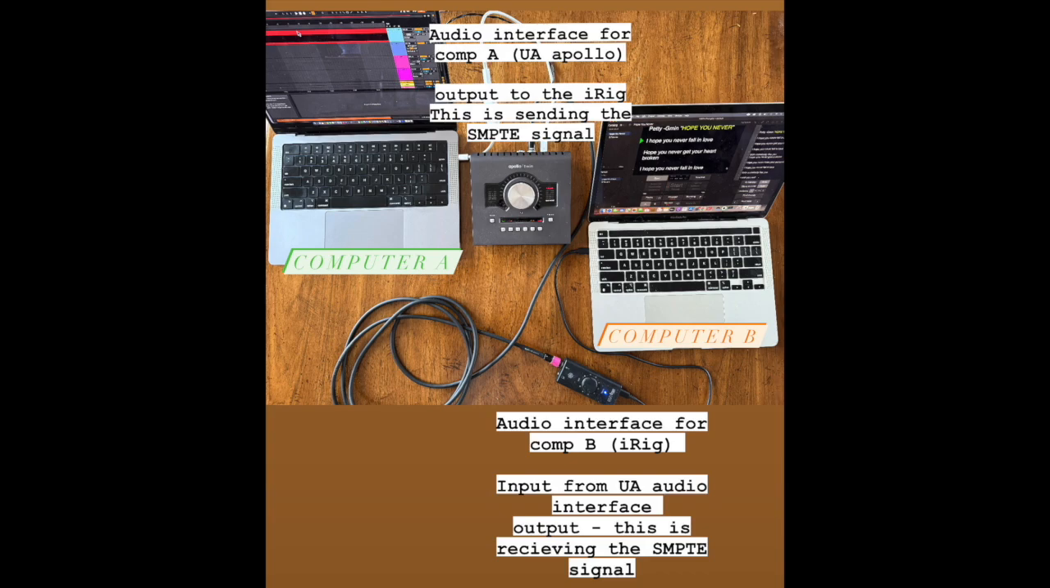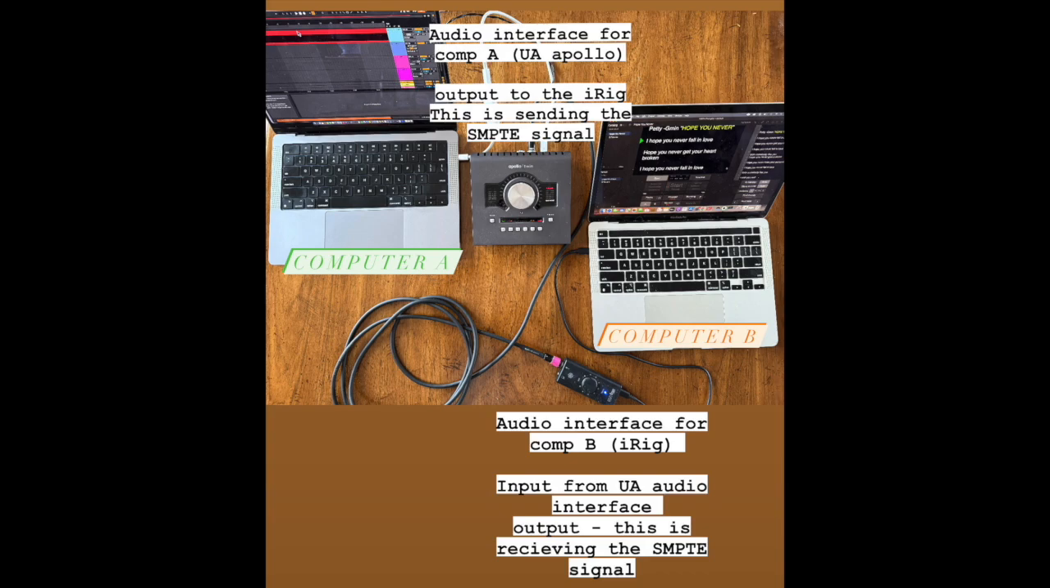The SMPTE timecode will likely be accompanied with audio, the music, backing tracks, for instance. Computer B will have the Highwire prompter software operating. This will receive the timecode signal from computer A. In addition to the two computers, we will also need two audio interfaces. In our example, computer A is using a Universal Audio Apollo Twin.